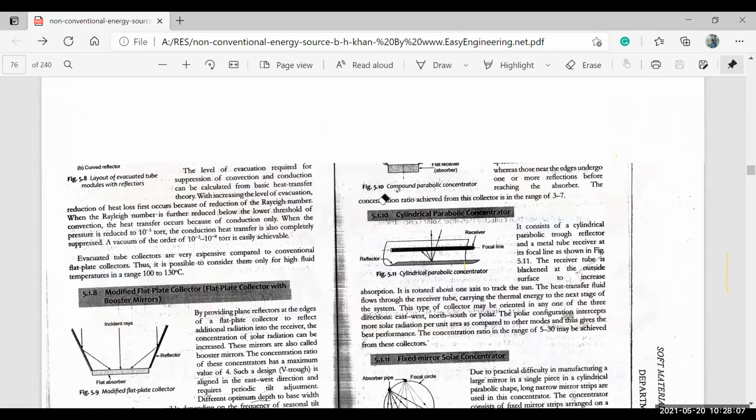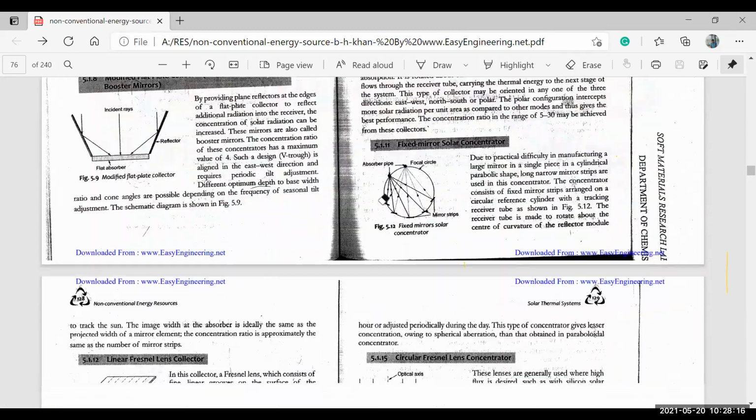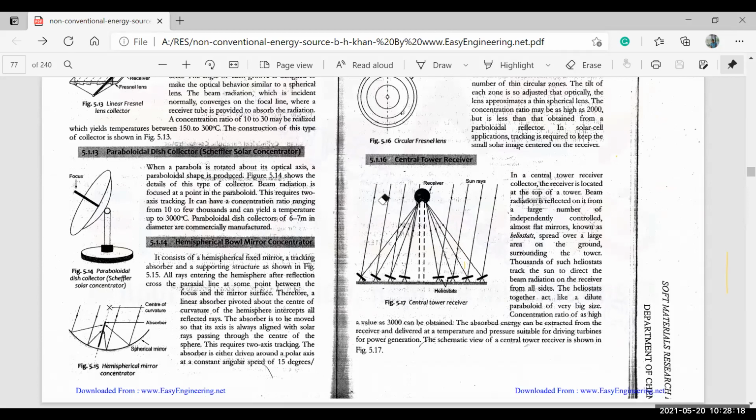So in practice we generally have this modified flat plate, we have compound, we have a cylindrical parabolic part. Okay, you will get this semi mirror part. Okay, hemispherical mirror concentrator, you will also see this figure. This mirror is made blackened from behind. Okay, and these mirrors are there and it is concentrating at this particular center.